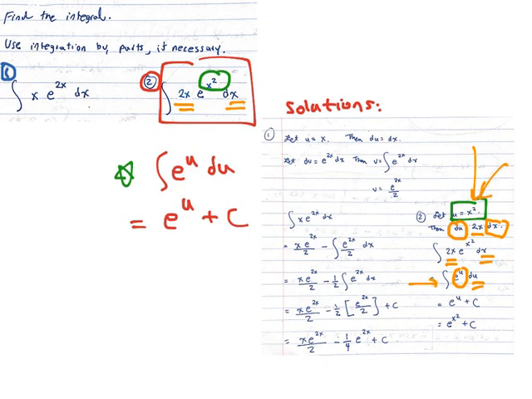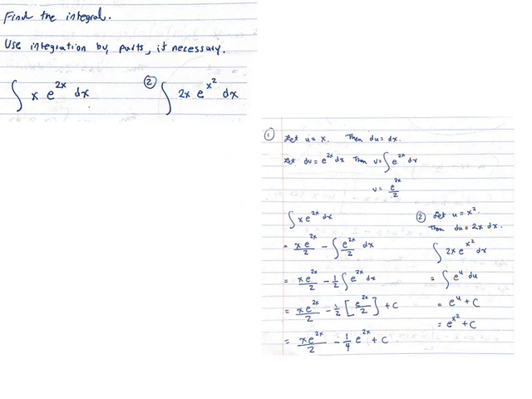So now that you have this, you are able to find your antiderivative, which is just e to the u plus constant of integration. And then you go back to the original variable, which is x, by replacing u with x squared, and this is your final answer. Integration by parts was not necessary for number 2. For number 1, there does not appear to be a suitable substitution that will work. So we will try integration by parts.